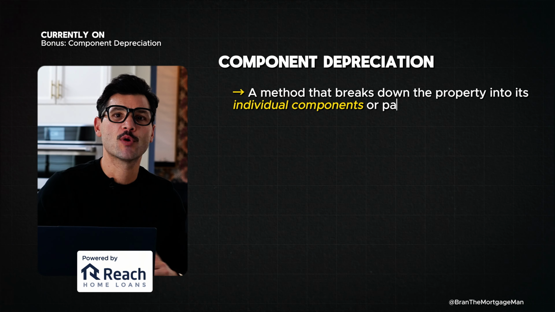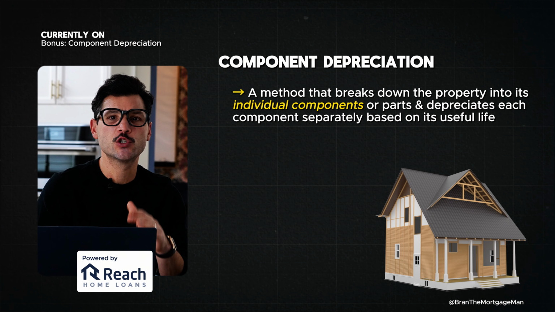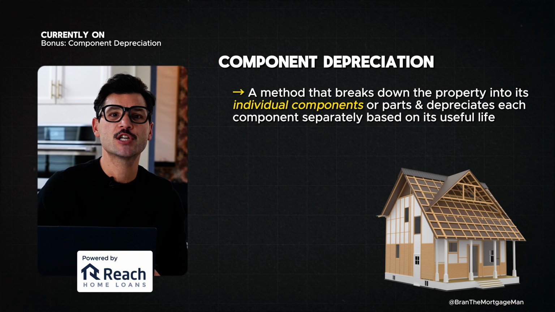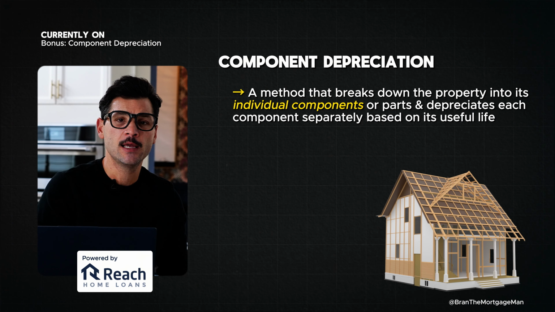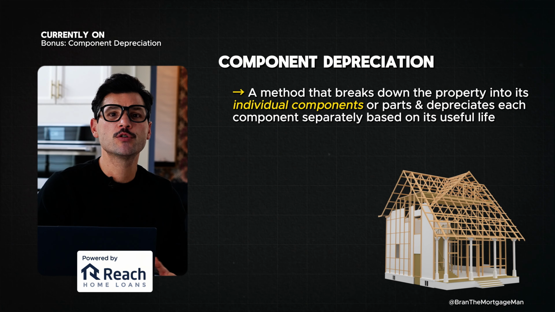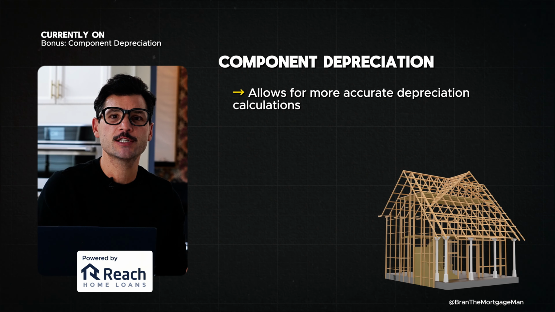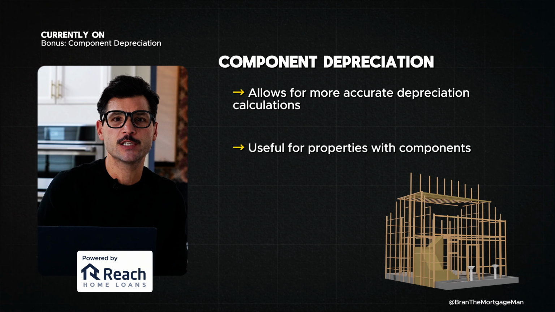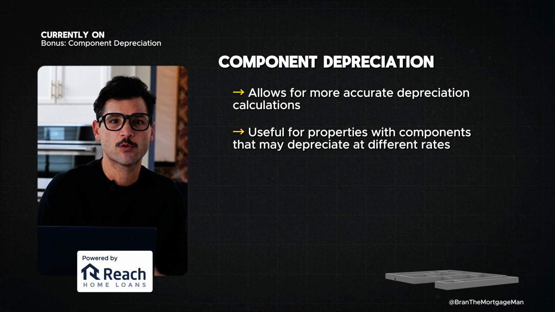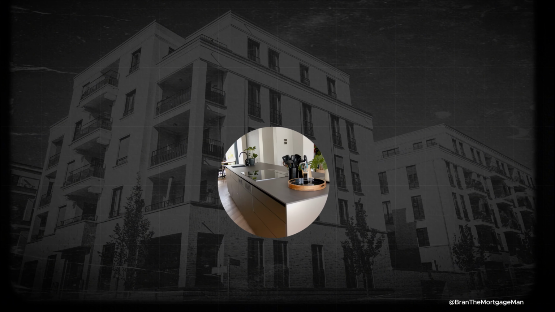This method breaks down the property into its individual components or parts and depreciates each component separately based on its useful life. This approach allows for more accurate depreciation calculations, especially for properties with components that may depreciate at different rates. Here's a real-life example of component depreciation. Component depreciation involves breaking down the property into its individual components or parts, each with its own depreciation schedule based on its specific useful life.